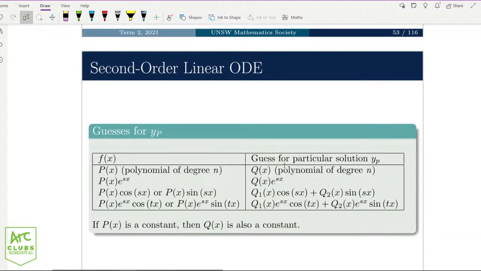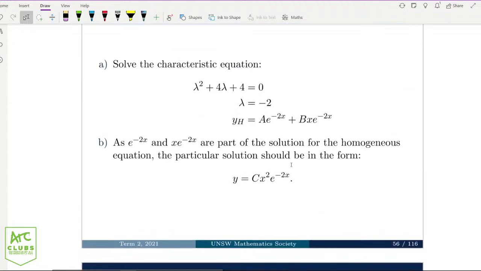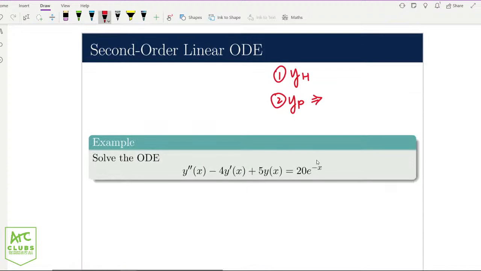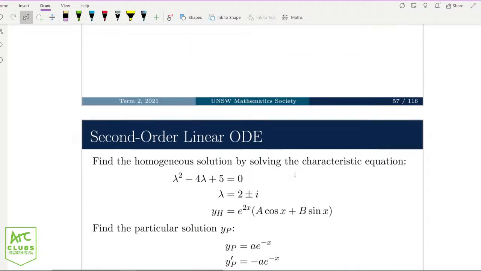Because we have this particular second row over here, our first guess would be to take a polynomial of the same degree and multiply it by the same exponential. So our first guess would be a constant multiplied by e to the negative x. So let's have a look at the solution.